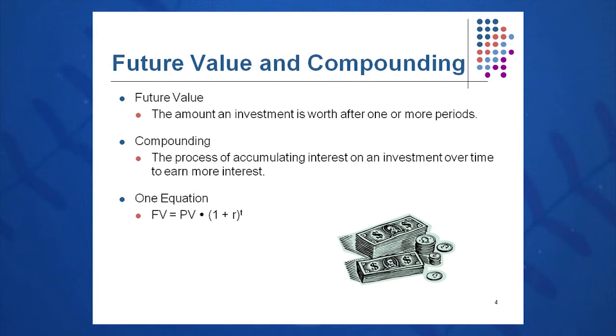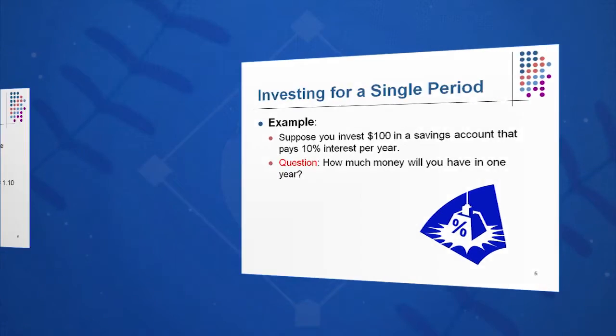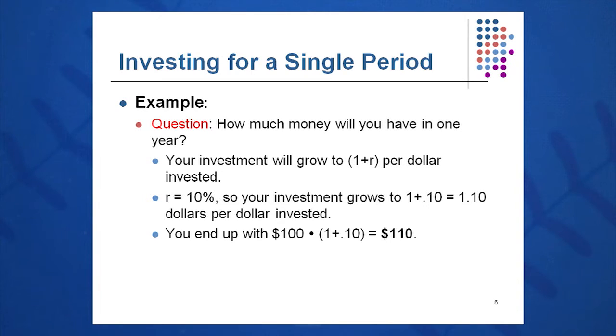Once again, one equation, future value equals present value times 1 plus r to the t. Let me overemphasize this: we're talking about a lump sum of money, not periodic payments of money, but a lump sum of money. Let's look at a couple different banks. If you put $100 into a savings bank that pays 10% interest per year, how much will you have at the end of 1 year? It's very, very simple. Your $100 will grow to $110. So 100 present value times 1 plus r to the first, 1.1 to the first, is $110. So it's very, very simple.